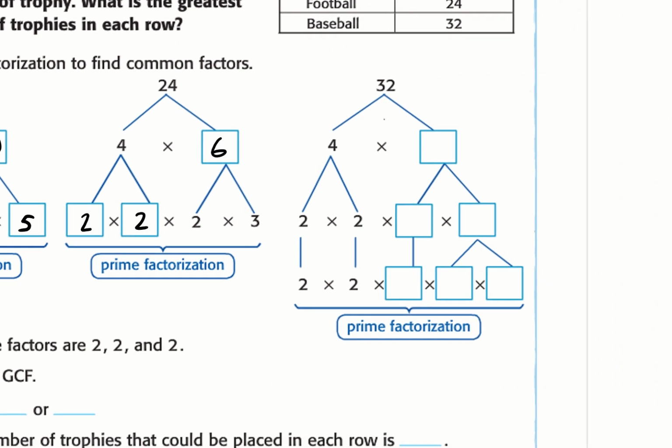Now if you take a look at 32, we have 4 times 8. 4 splits up into 2 times 2. 8 can be split up into 2 times 4. Now 2 is prime, so I'm just going to drop my 2 here. Same with the 2's on the left side. 4 can be split up into 2 times 2.